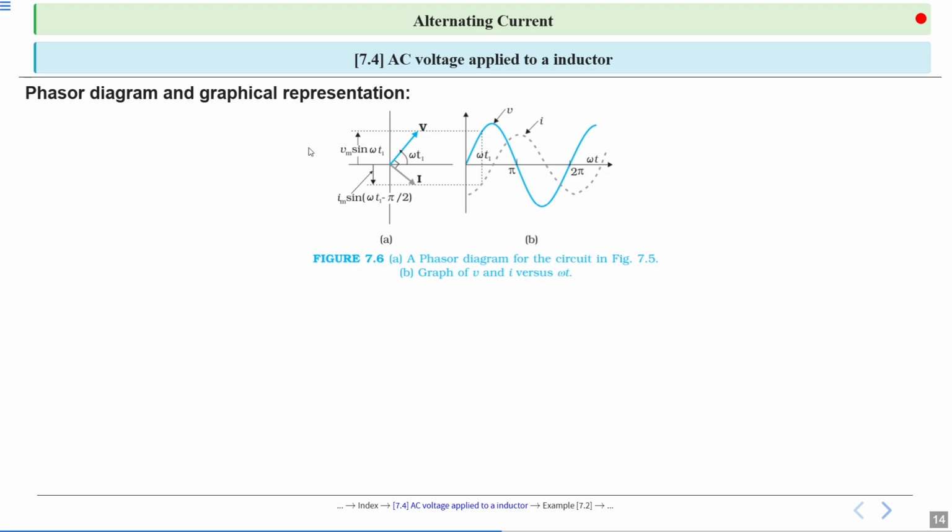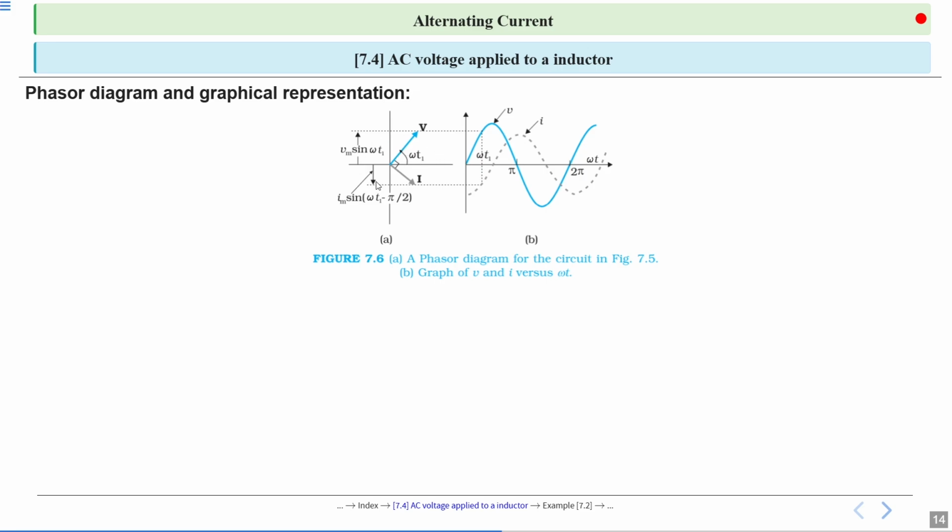So this is a phasor diagram representation of the current and voltage. If the voltage vector, or we can say the phasor of voltage, is represented by this blue phasor, having phase omega t1 at any time t1, then current will be lagging behind the voltage. Current will have an angle of minus pi by 2, since we are measuring angle in the anti-clockwise direction.